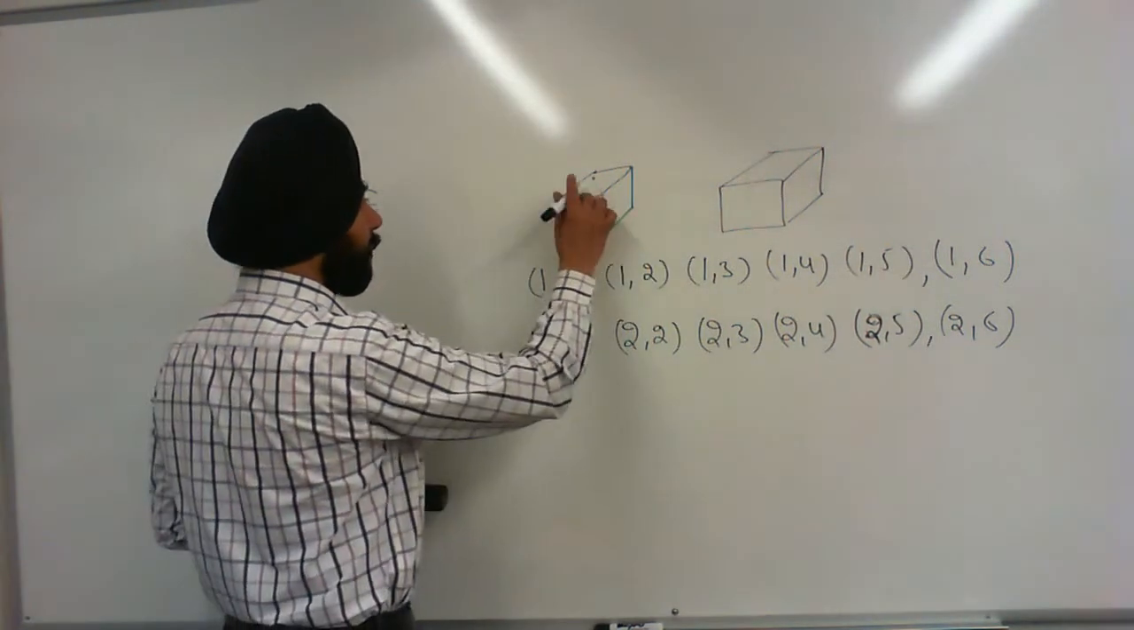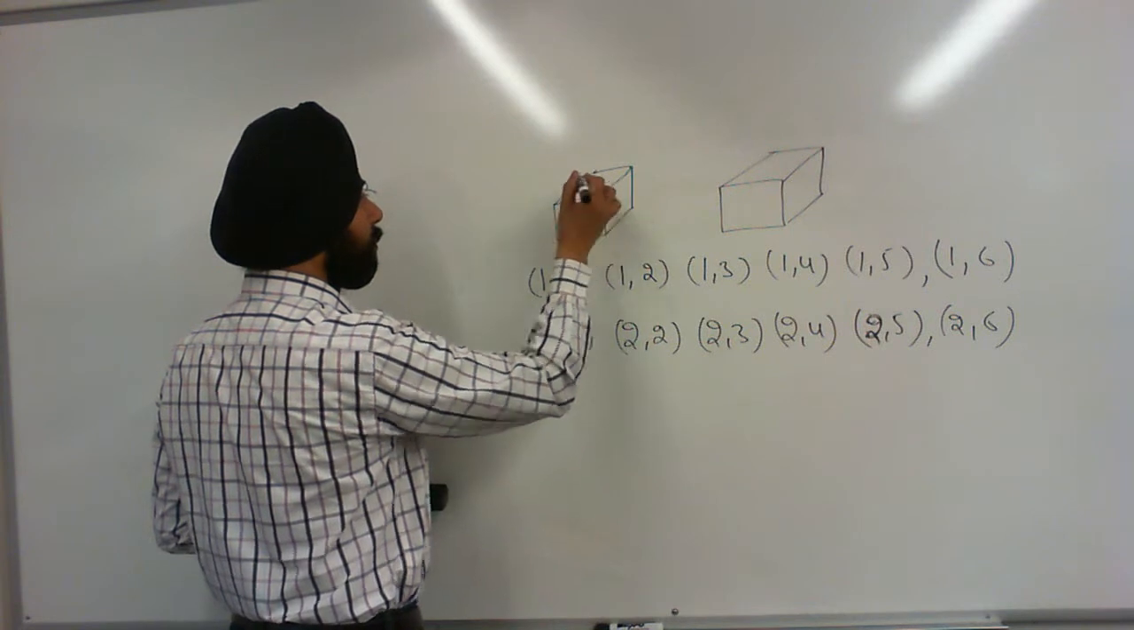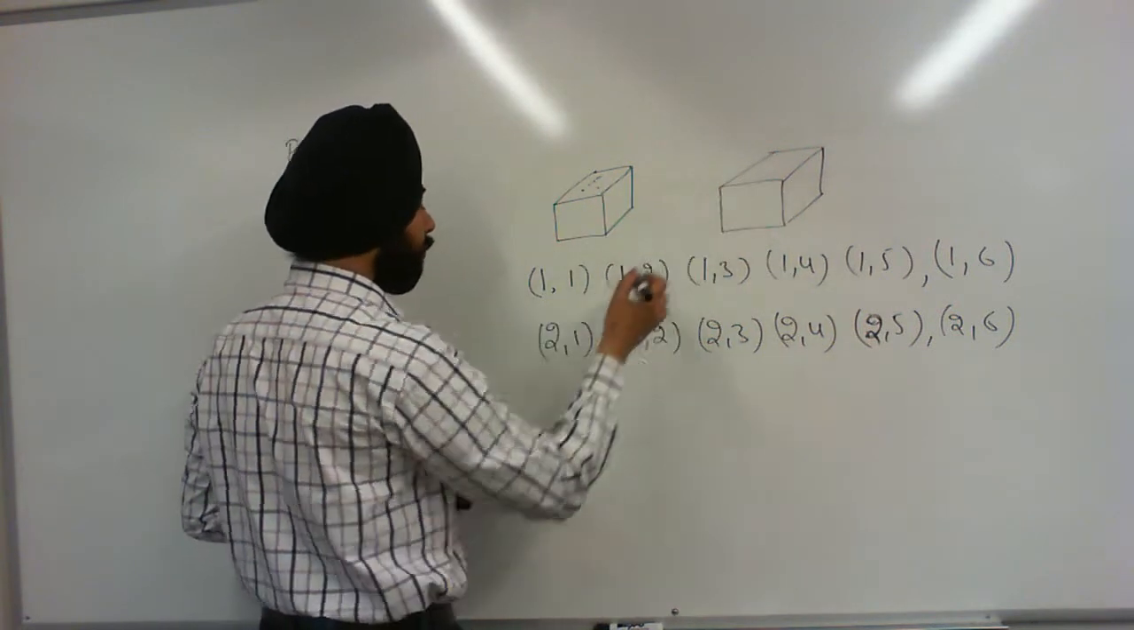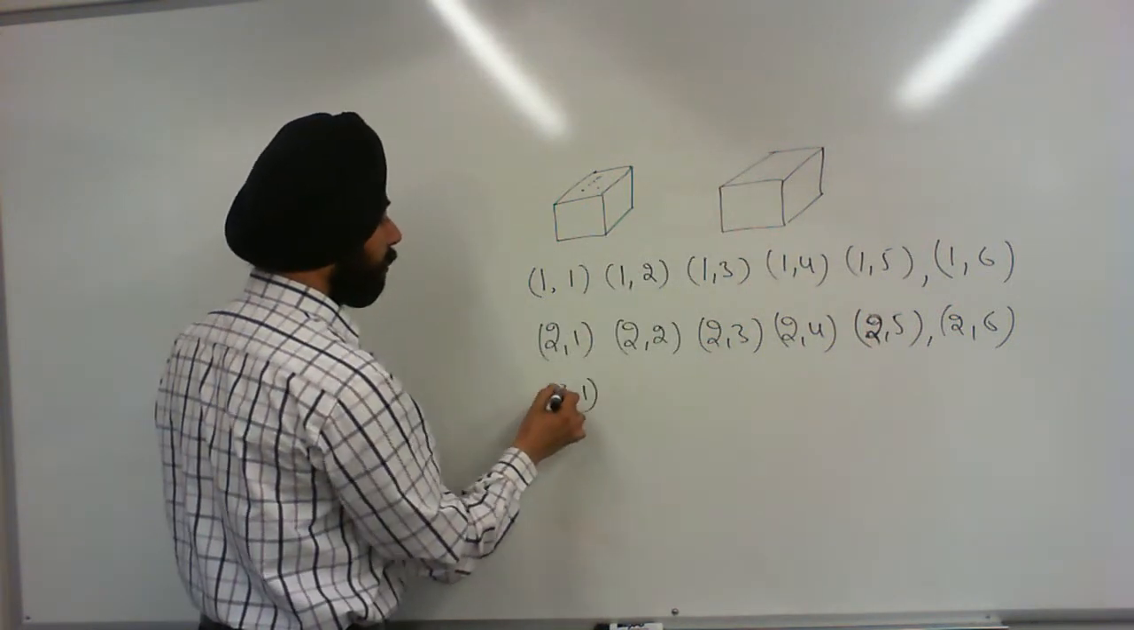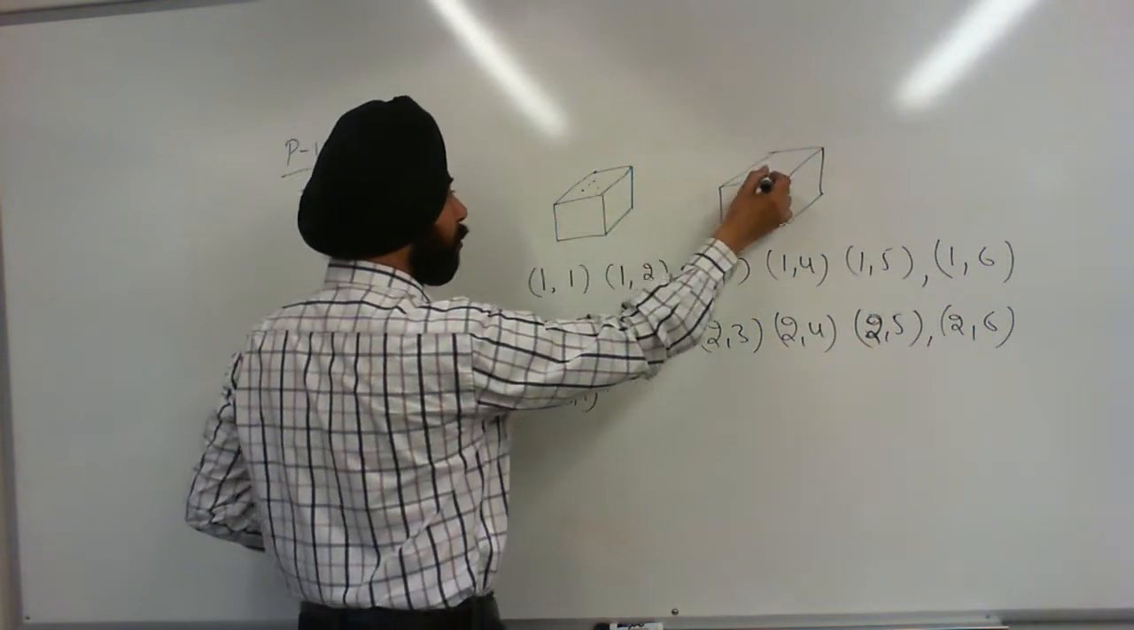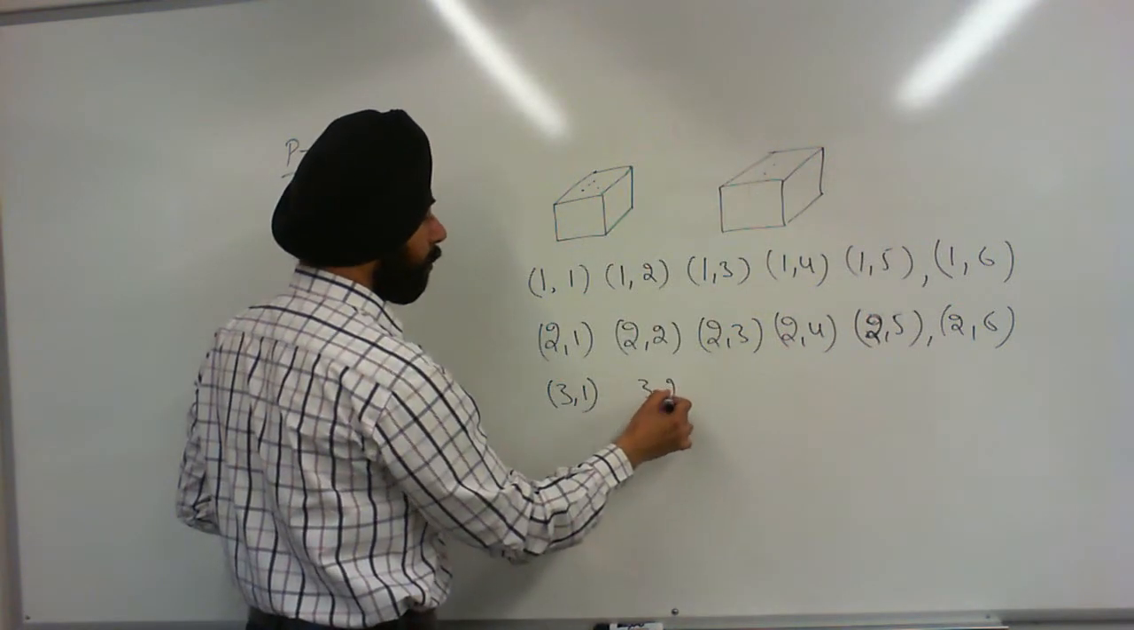Now, this was with 2, now with 3. When this die has 3, that one has 1, so you will write 3, 1. When this has 3, that has 2, you write it as 3, 2, and so on.